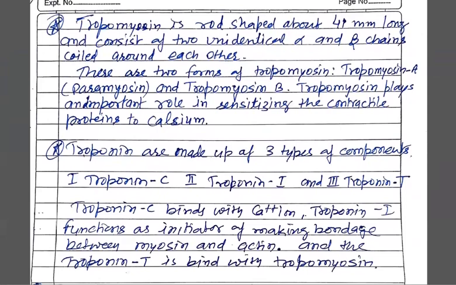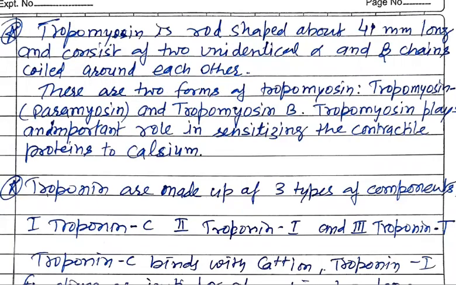Tropomyosin is rod shaped, about 41 mm long, and consists of 2 non-identical alpha and beta chains coiled around each other. There are 2 forms of tropomyosin: tropomyosin A, also known as paramyosin, and tropomyosin B.